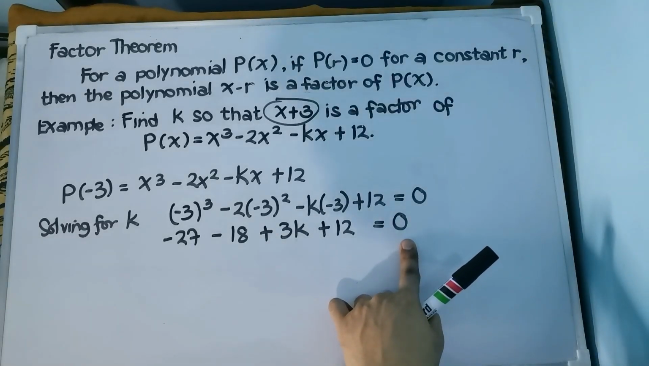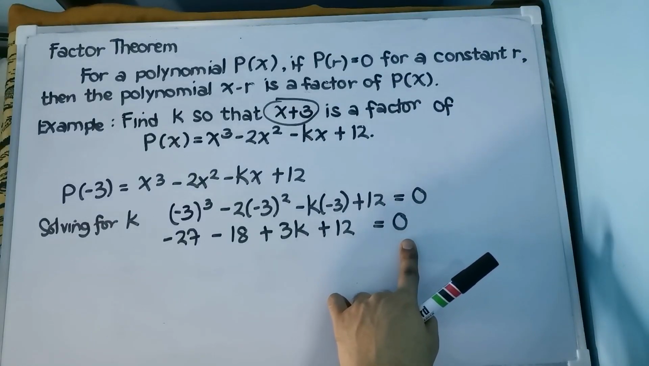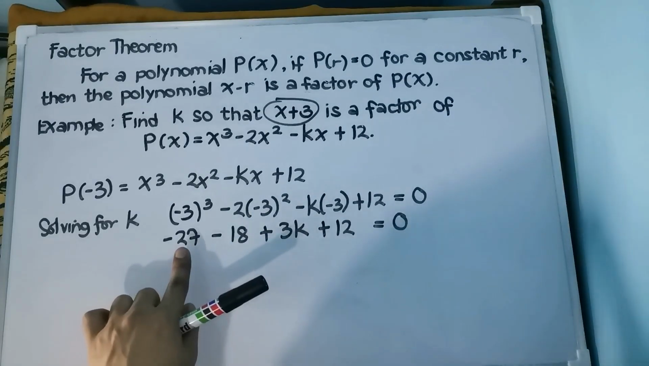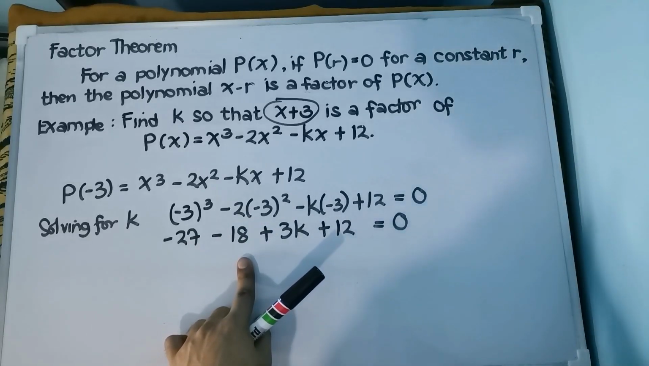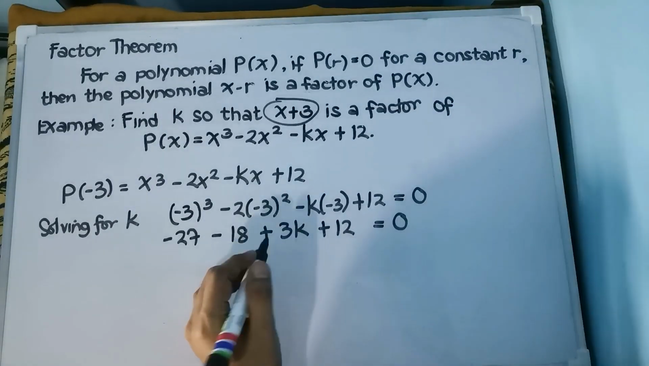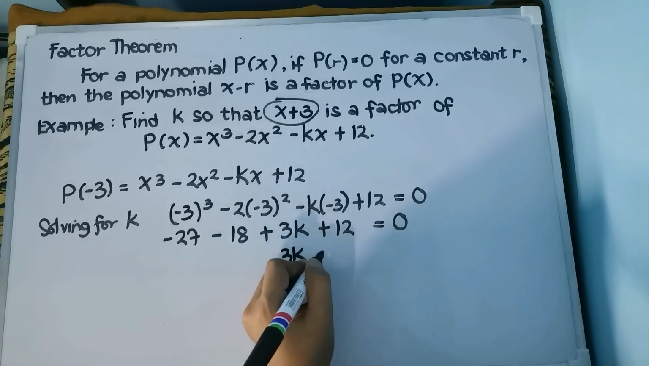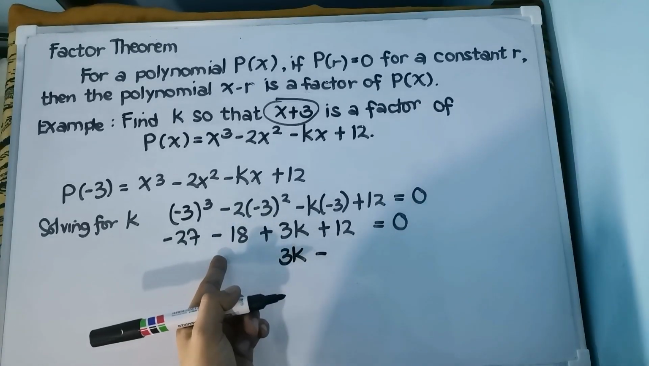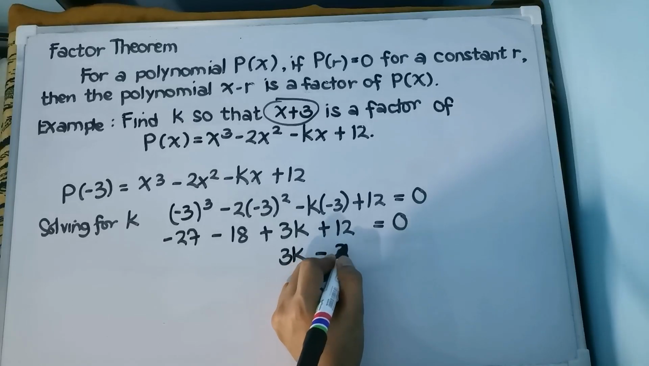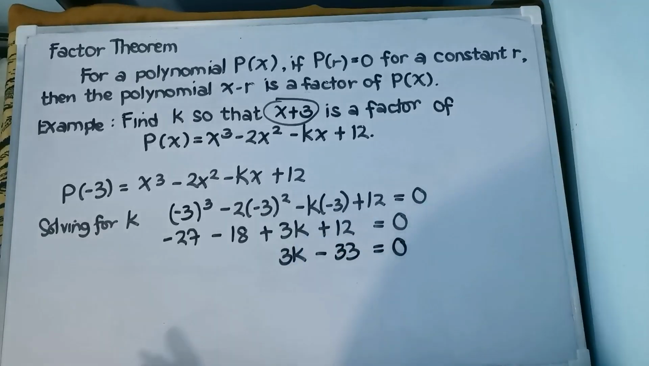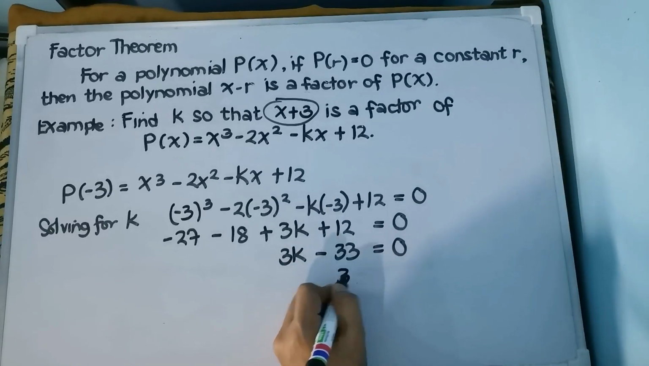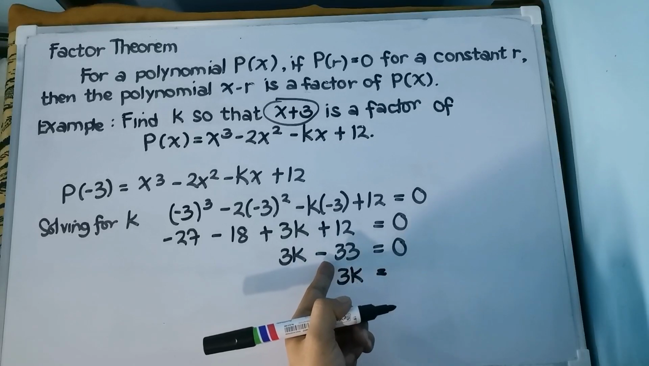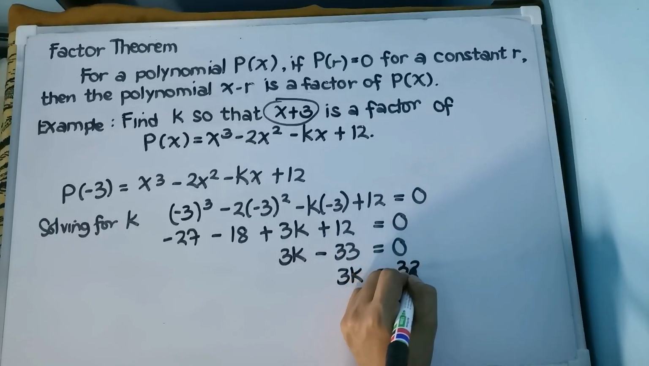And then combine like terms. So pagsamahin natin lahat ng coefficients. So we have here negative 27 minus 18. We have here negative 45. So negative 45 plus 12. So we have here 3k minus, again, negative 45 plus 12 is negative 33 equals to 0. And then we just get the additive inverse of negative 33. So we have here 3k equals to negative 33. It will become positive 33.